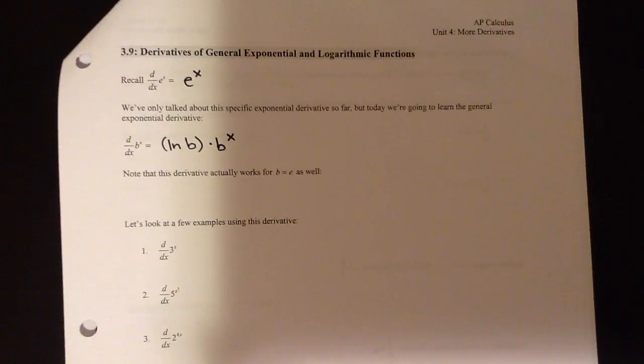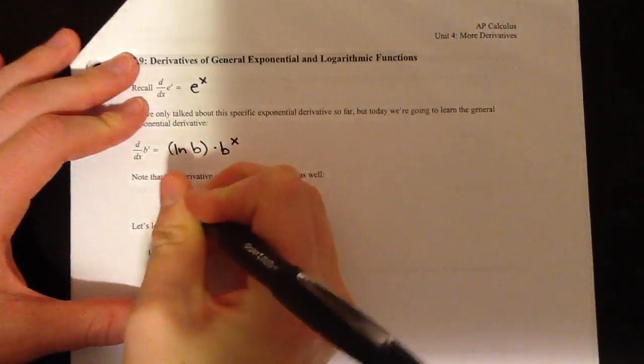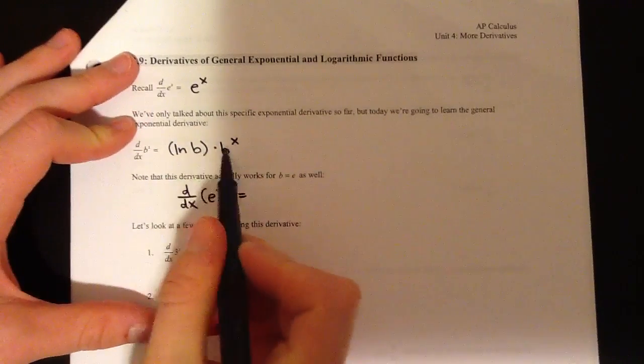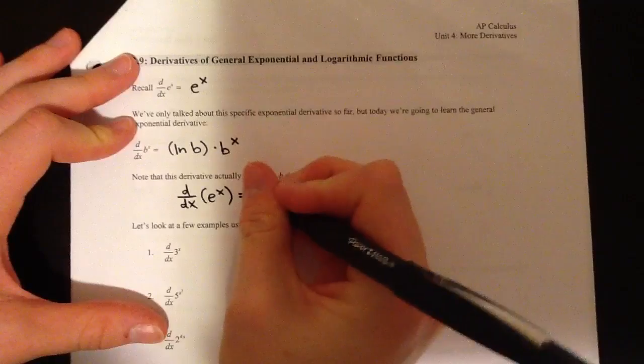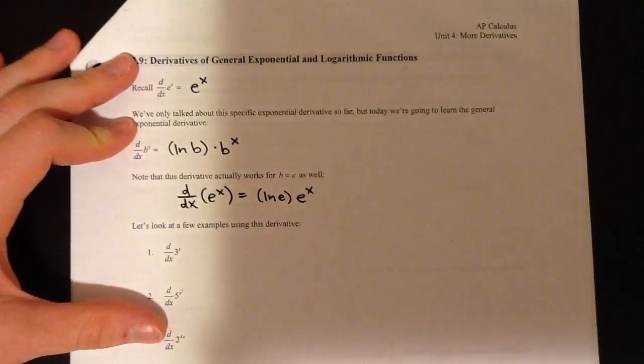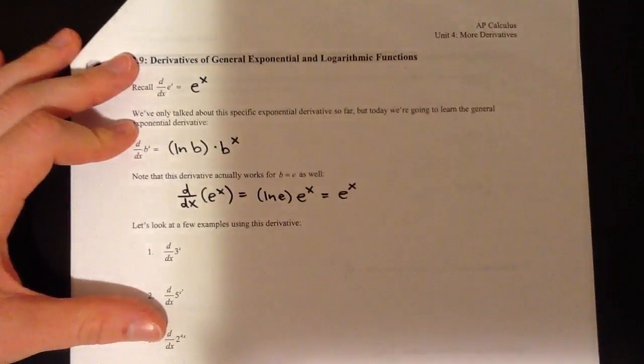And now keep in mind, if we put e in as the base, it still works. So if we did this formula right up above, if we plugged in e right here, we would get the natural log of e and then times e to the x. Of course, the natural log of e is just 1, which is why this comes out to be exactly e to the x.